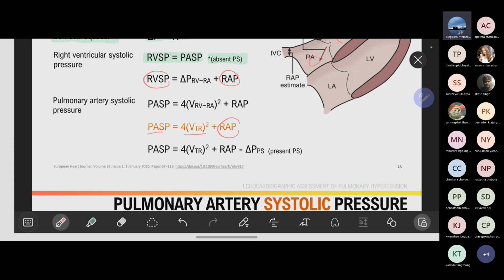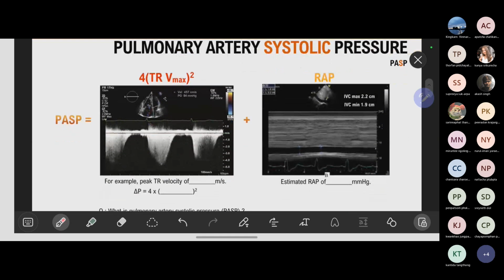When pulmonary stenosis is present, you will get a Doppler of PS like this. After that, measure the peak pressure gradient of PS and subtract it from the estimated RVSP, then you will get PASP. And this is the calculation of PASP.